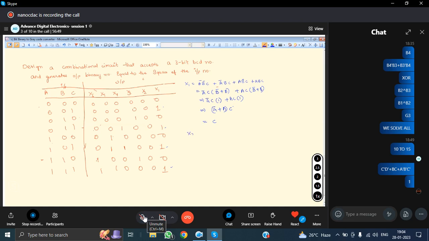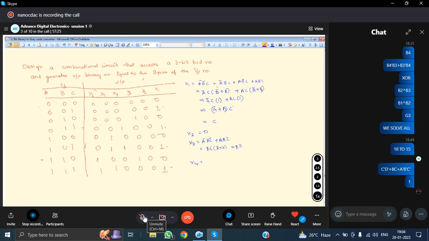Okay, can you tell me for x2? x2 చెప్తారా? x2 is equal to 0. x3? అంతేనా? ఇది how do you write it? bc bar, which will be equal to అంతే.